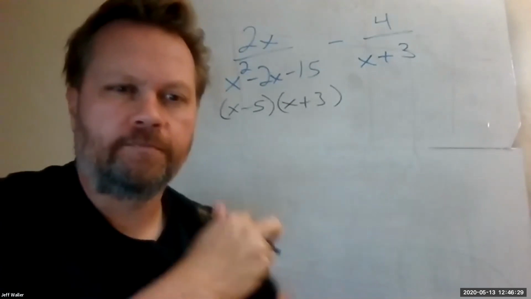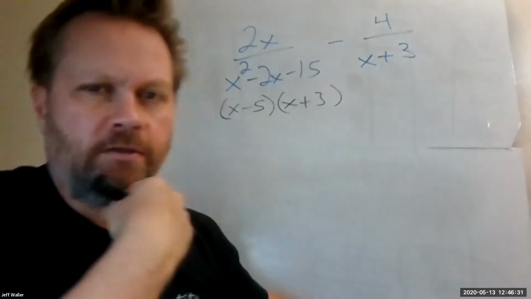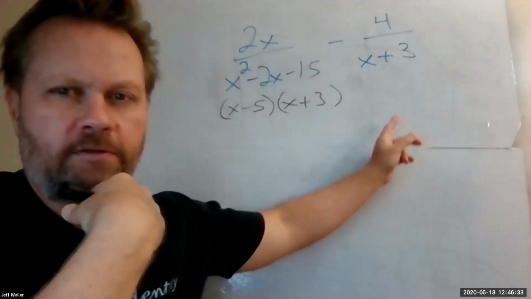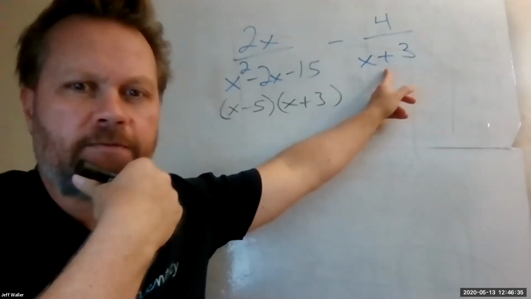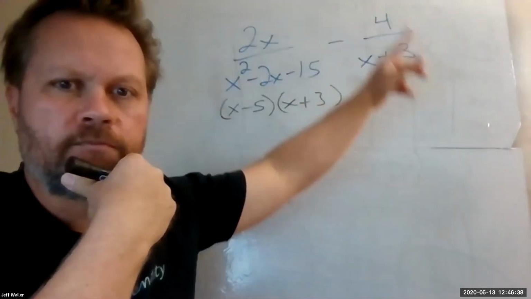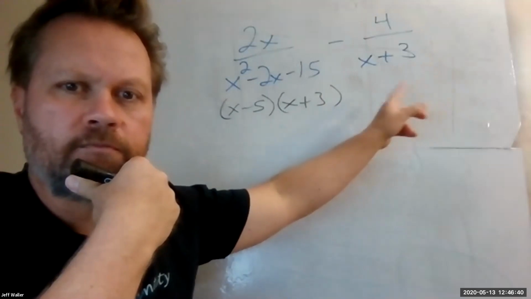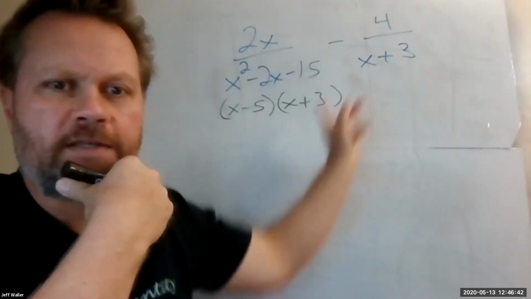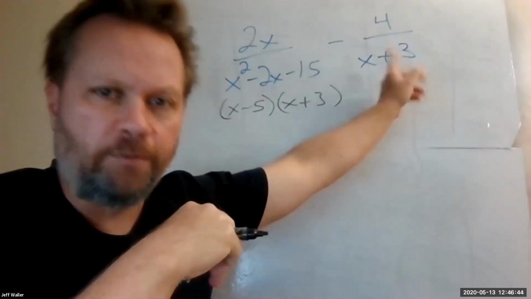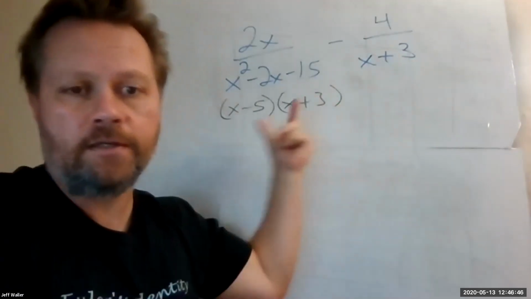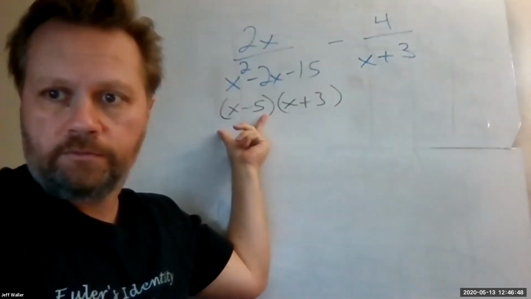Like it. Now, somebody else, tell me, what is this guy missing? What's he missing that he's got? What has he got? He's got an x plus 3. So what's he missing that this guy has? X minus 5.